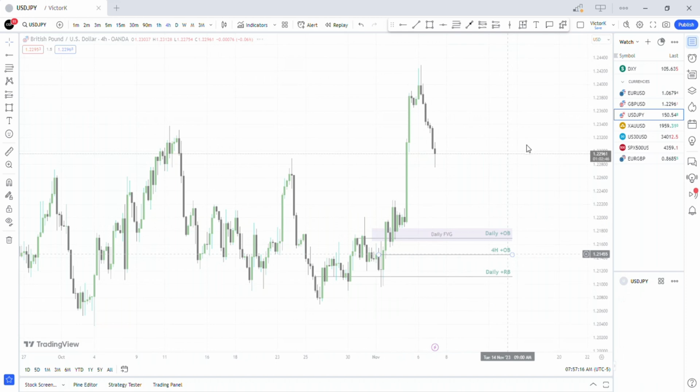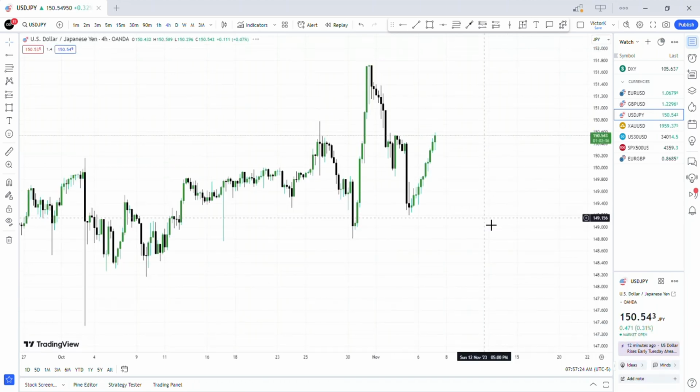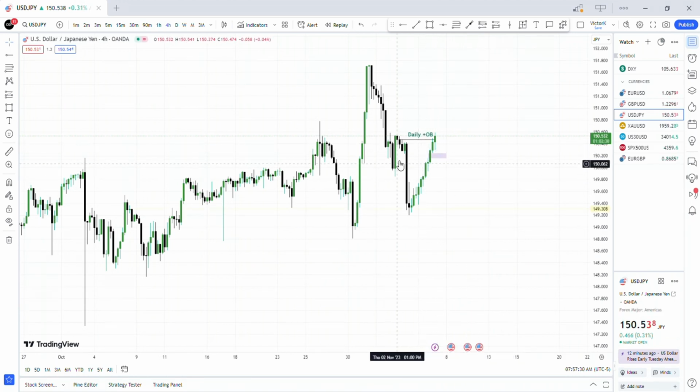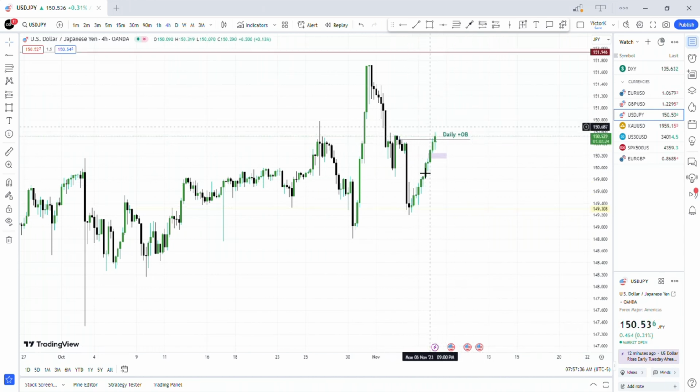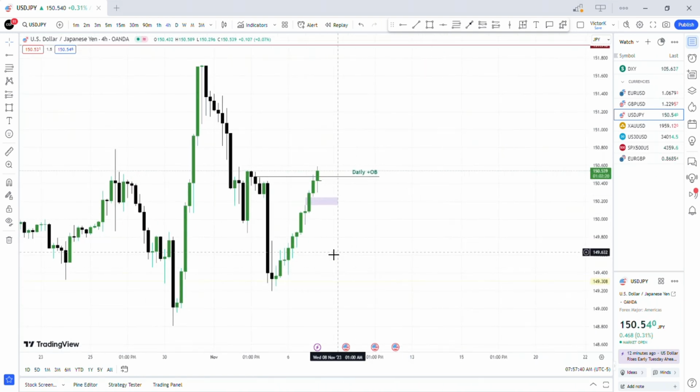And then move to USD JPY. I think USD JPY has balanced out a little bit, so I can engage with it. Let's just break it down. We have the daily bullish order block here. Price has gone above that, so it might just serve as a support. And this is the 4-hour chart currently.